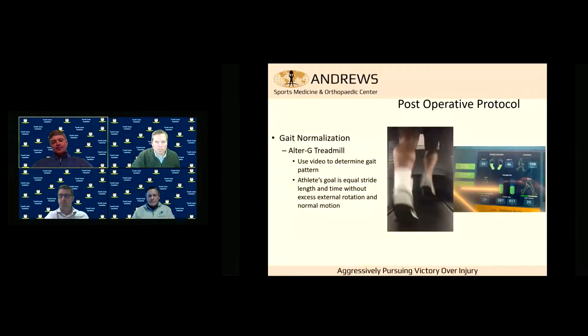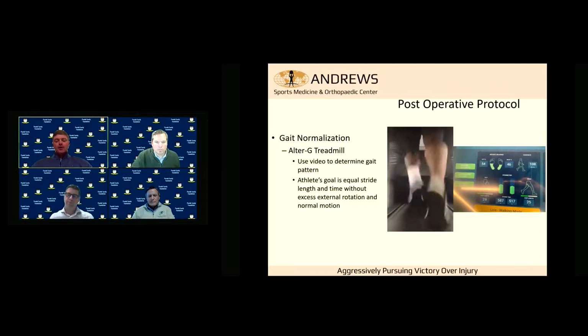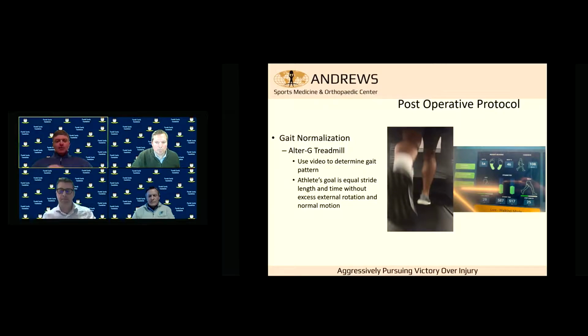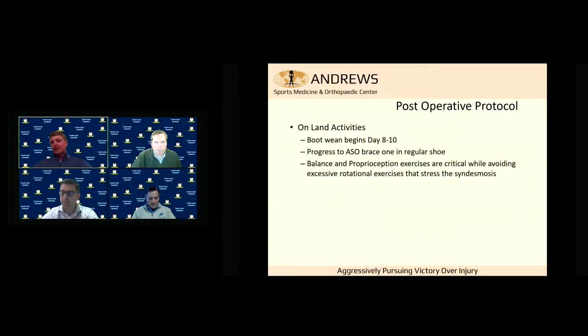Once we get them through that and they're comfortable weight bearing, we'll put them on the Alter G. The Alter G, which is the anti-gravity treadmill, allows us to look at their gait. You can see in the image on the far right, what I'm looking at is, are they using an equal stride, or are they putting a symmetric gait on their injured side and their non-injured side? And if so, without excess external rotation, meaning they're trying to splint their ankle, I'll feel comfortable putting them on the ground as quickly as they feel like.